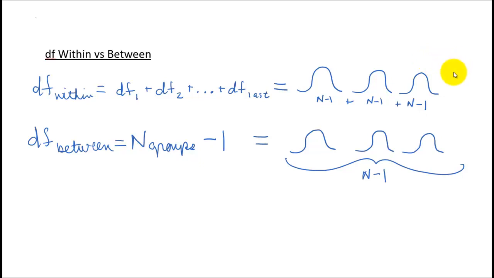So whenever you need to figure out the amount of degrees of freedom within, you just find the amount of degrees of freedom in each group and add them together. Degrees of freedom between is even easier. The degrees of freedom between is equal to the number of groups that you have minus 1. So if there are 3 groups, the number of degrees of freedom between is 2. Not a really hard concept. I hope that doesn't trip you up too much, but it is important so that you can figure out what to do in terms of finding a critical value or the cutoff value.